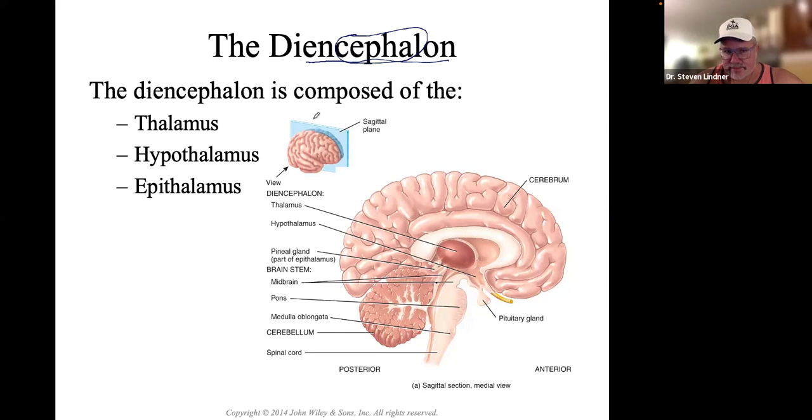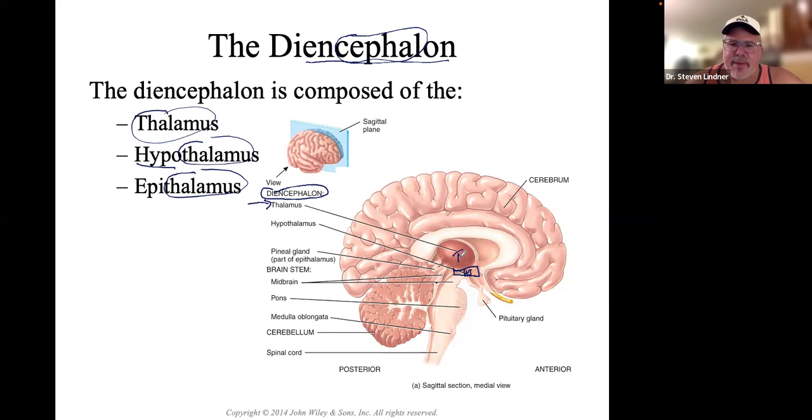So the diencephalon is composed of these terms: thalamus, hypothalamus, and epithalamus. They all have the word thalamus in it. So when we look at this sagittal view, we see the diencephalon is here. The thalamus is this large pit that we see here, that brownish color. And then below it, because after all, hypo means under or less than, the hypothalamus is under this section right here. So you have the thalamus, you have the hypothalamus here.